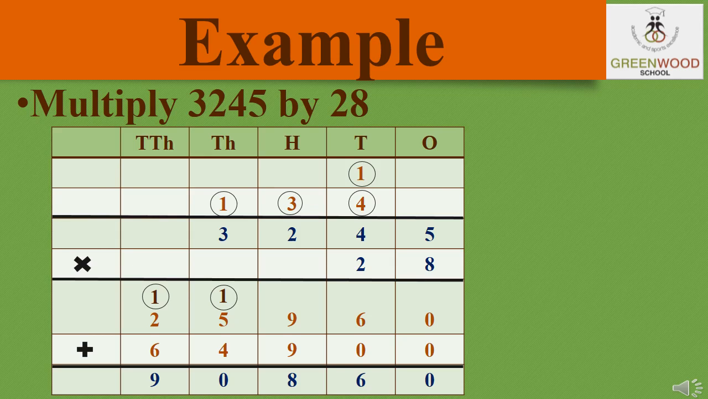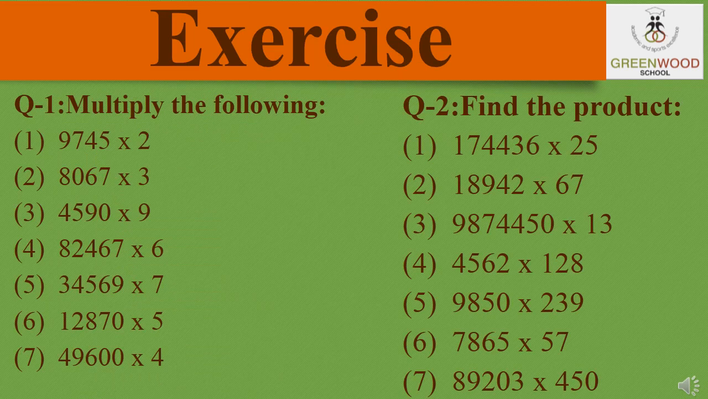In step 3, we'll add both the products. 0 plus 0 is 0, 6 plus 0 is 6, 9 plus 9 is 18. So 8 down while 1 will go on the head of 5. So 5 plus 4 is 9 and 9 plus 1 is 10. So 0 again and 1 will go on the head of 2. So 2 plus 6 is 8 and 8 plus 1 is 9. So our answer is 90,860.